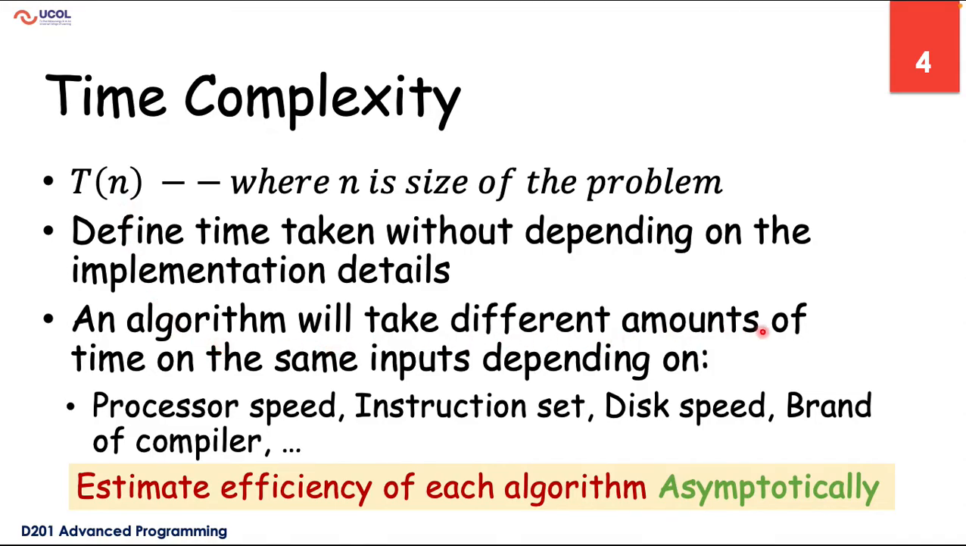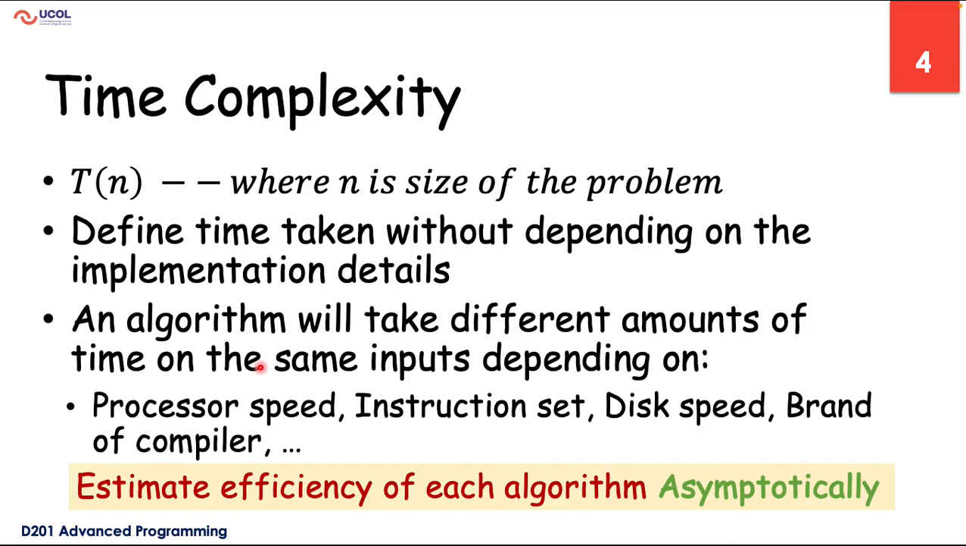An algorithm will take different amounts of time on the same input depending on the processor. Again, this time complexity analysis should be independent of the computer system itself, such as the processor speed, instruction set, and the brand of the compiler. The reason is that if you run the same algorithm with the same problem size on two different computers, they will give you different times. So that's not our concern.